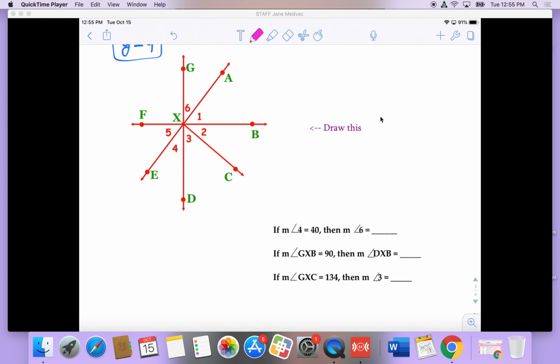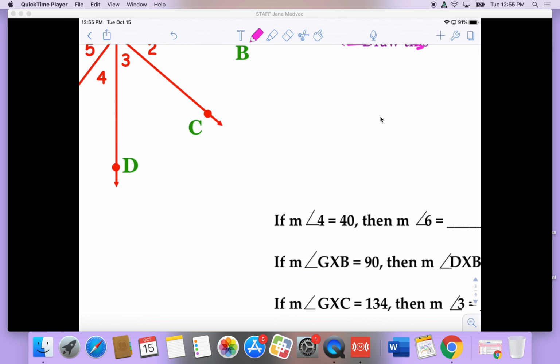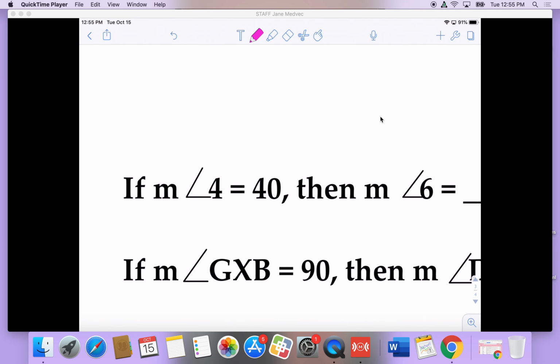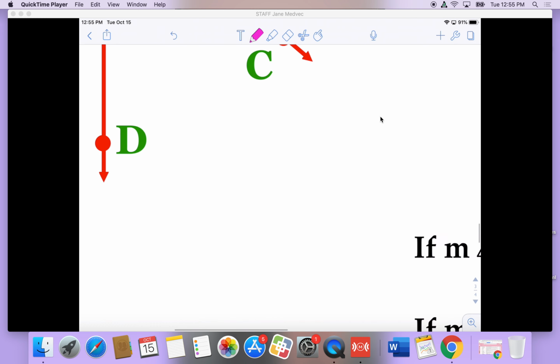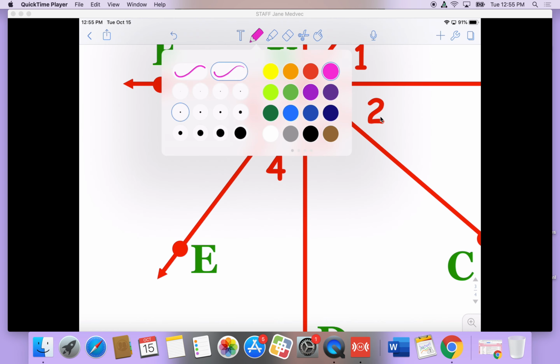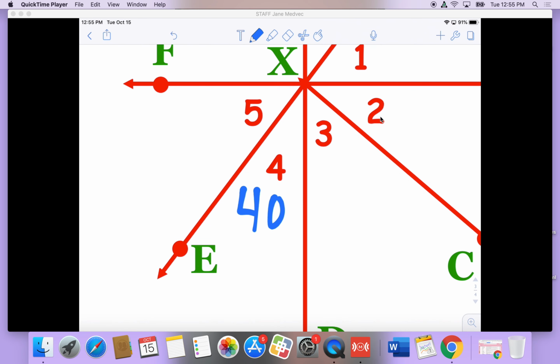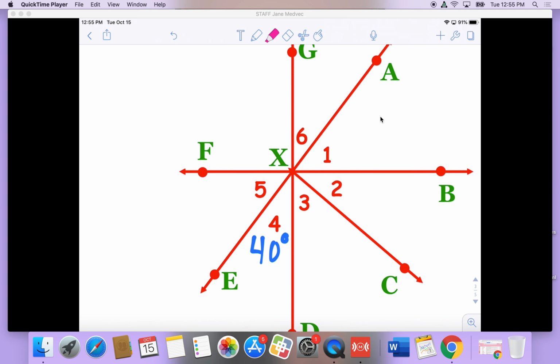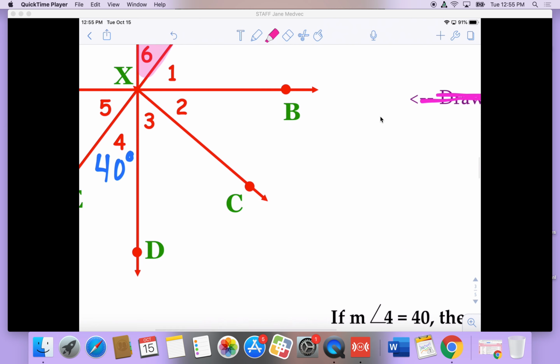It says to draw this. Don't worry about drawing it. We can take that off. We're going to look at some angle relationships. So first it says, if measure of angle 4 is 40, then what's 6? So let's go down to the measure of angle 4, and this is 40 degrees. They want to know what the measure of angle 6 is. So what would be the measure of angle 6? It would be 40 also. And why? They're vertical angles, right? Yeah, so this is also 40 degrees.